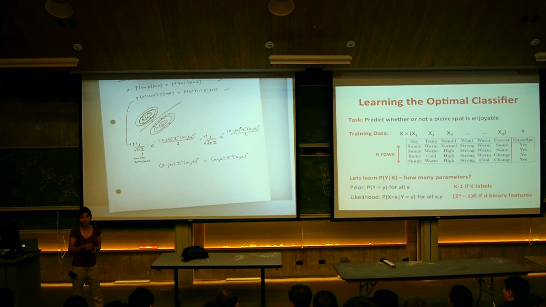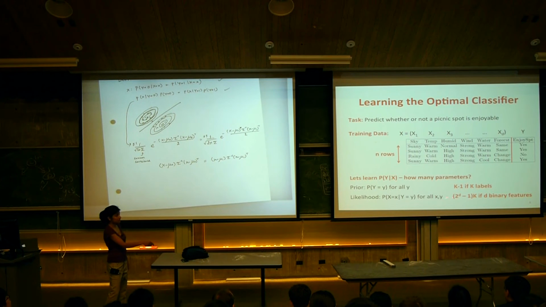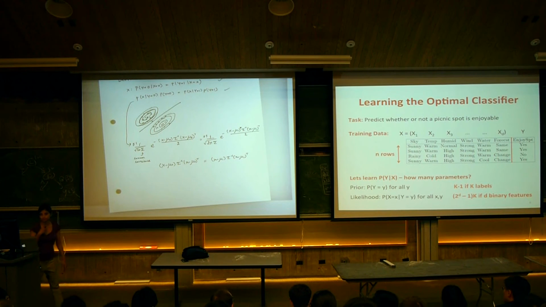Now we have 2 to the d parameters. So how many samples do you need to be able to learn that? That needs to scale accordingly. So the number of training data you need to be able to learn this Bayes optimal classifier well is very, very large because it scales exponentially in the feature size.